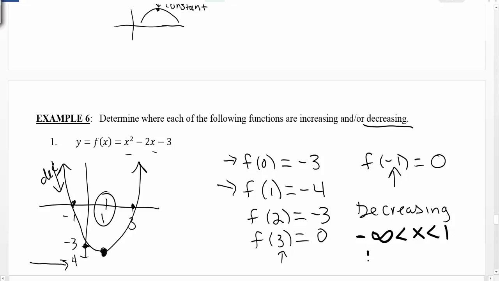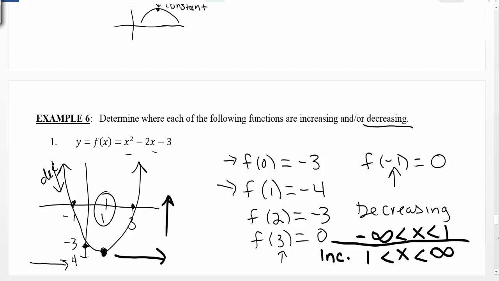But then at 1, our graph turns around. And as we move from left to right away from 1, you can see that the y values are going up. So that means that from 1 all the way to infinity is where my function is increasing. So I'm going to be decreasing from -infinity until 1 in terms of the x values, and then increasing from 1 to infinity.